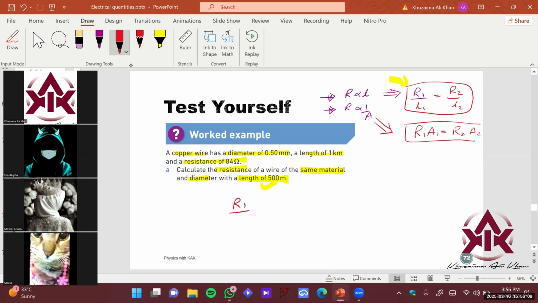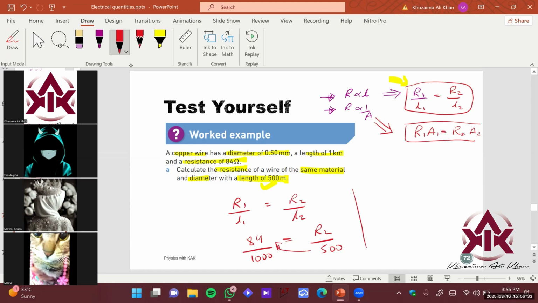It's going to be R1 upon L1 equals R2 upon L2, right? So resistance 1 is offered at 1 kilometer, and 1 kilometer is 1000 meters. R2 is unknown. The length 2 is 500 meters. Just solve it out. Just send this over there, it's going to multiply. So let's see what we have here.